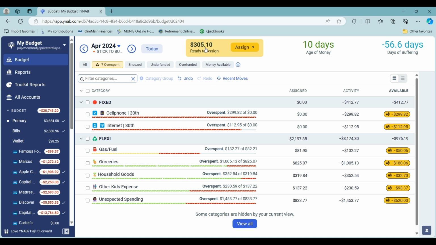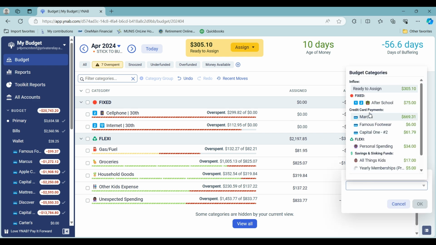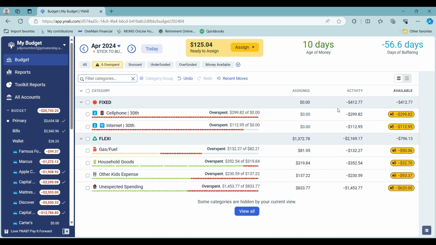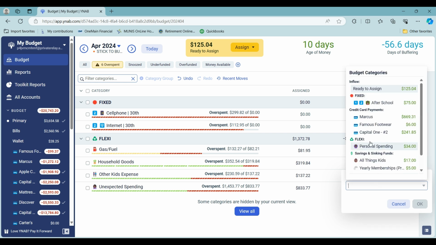So let's put this $303 to work before we go into the month of May. I'm going to cover the groceries with that $303. Okay, so I have 125 left. I'm going to cover the household goods that I bought.